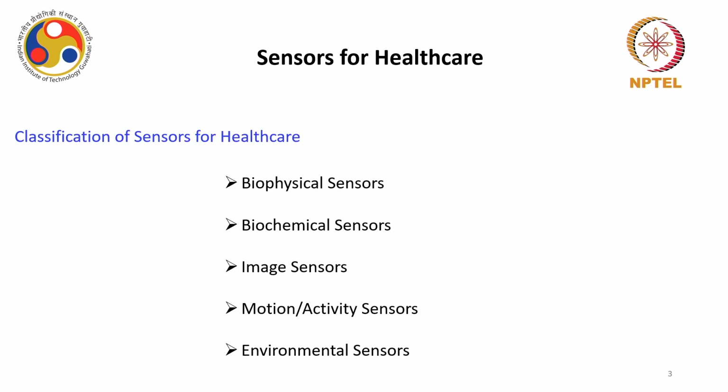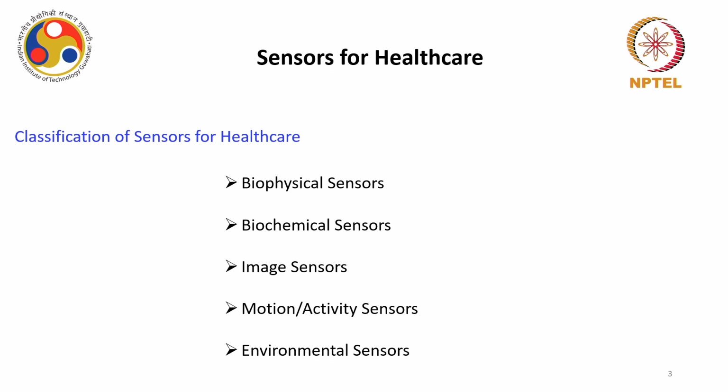Okay. So, if I classify the sensors which are applicable in these healthcare applications, these sensors can be classified based on various perspectives. This includes how these sensors work and what parameters these sensors are evaluating or sensing. So, based on what parameters they are measuring and how they are measuring, these sensors can be classified as a biophysical sensor as well as a biochemical sensor.